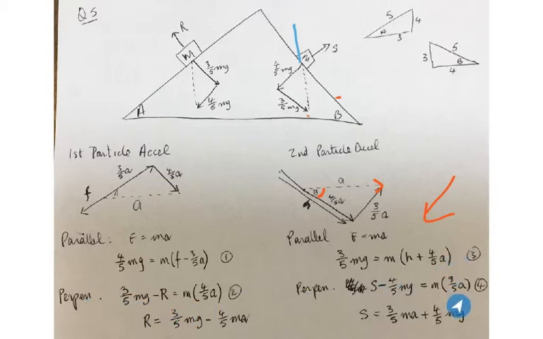So we're going to get four different formulas here. First, the parallel direction of the first particle. Our force parallel, 4/5 mg, is equal to our mass times our acceleration.